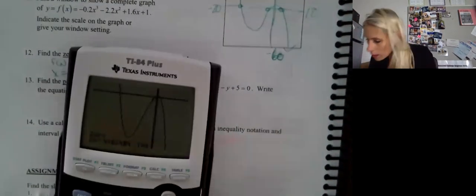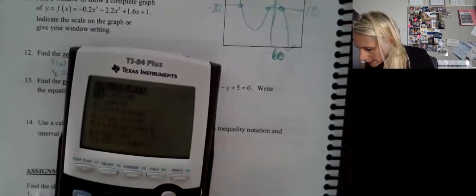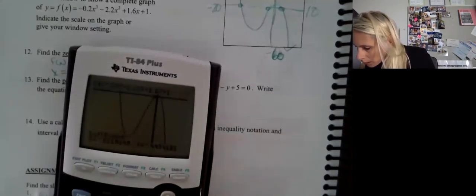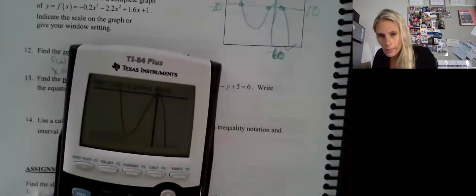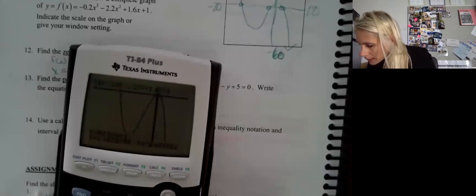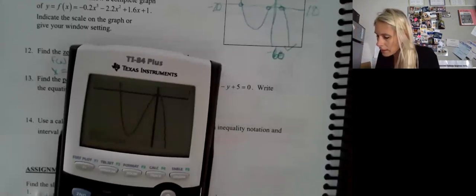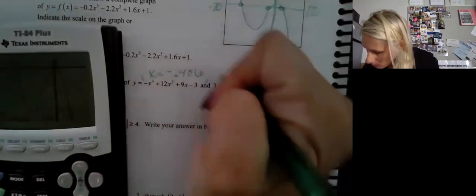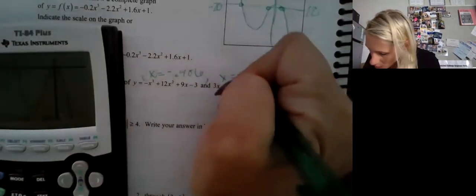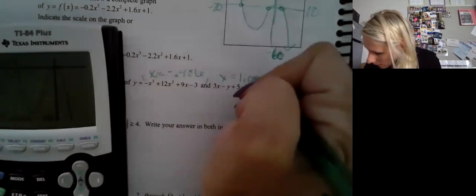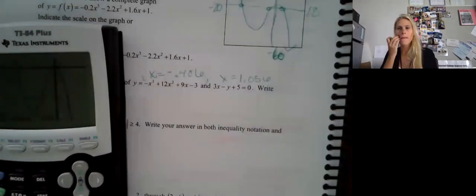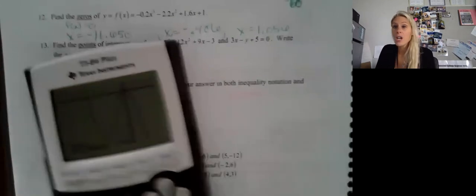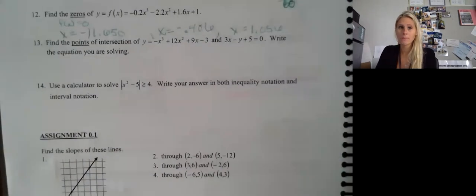Okay, one more. So second trace, zero, right? I want to be on the left side. Enter. Keep going to the right side. Enter. Enter again. And this would be x equals 1.056. Hopefully this sounds familiar because you've been practicing over a couple of years on how to find these things. If not, make sure you ask me questions. Okay.